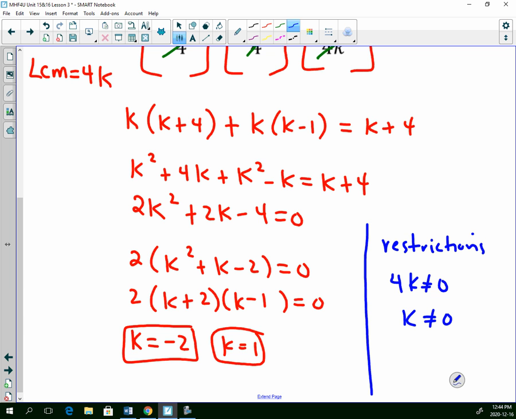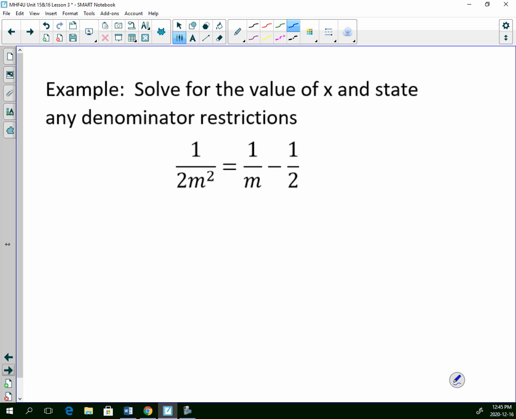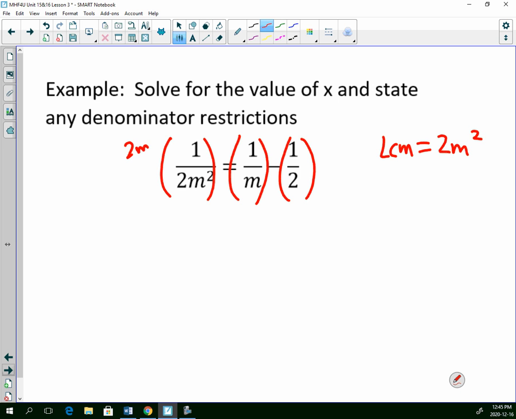Okay, so multiply all terms by the common multiple, and then it just becomes a matter of solving as you did with the other questions. Okay, so I'm going to do the same thing here. I want to clear these fractions. My lowest common multiple would have to have a 2 and an m squared. So I'm going to multiply all terms by 2m squared.